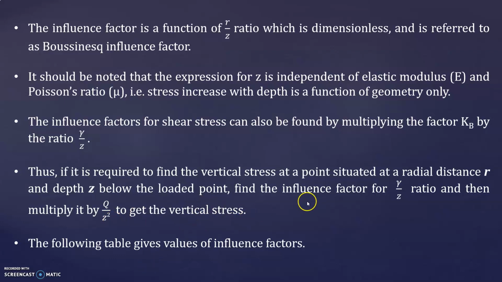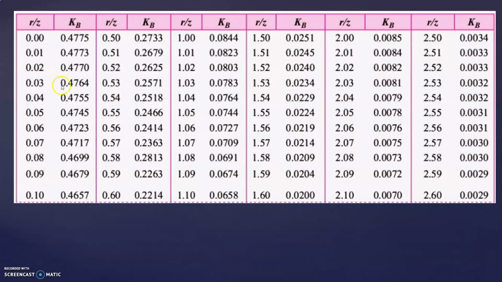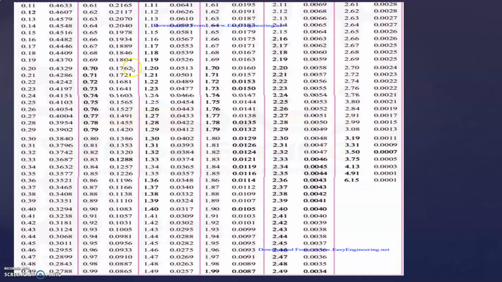The following table gives the values of influence factors. That is, if you have the R divided by Z value, you can calculate the Kb value. Suppose R divided by Z equals 0, Kb is 0.4775. R divided by Z equal to 0.01, then Kb is 0.4773. Like that till 2.6 in this table, and the table is continued until 6.15. For an R by Z ratio equal to 6.15, we will have the Kb value. So you have to make use of this table while solving the numericals.